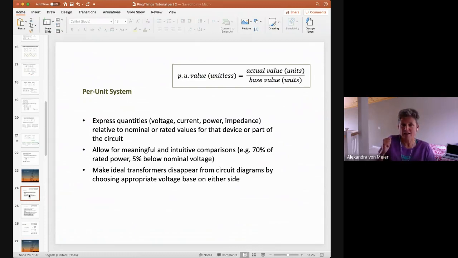Am I at the nominal? Am I a little below? Am I a little above? Or in terms of power, it would say, well, what percentage of my load, of my rated capacity am I using here?